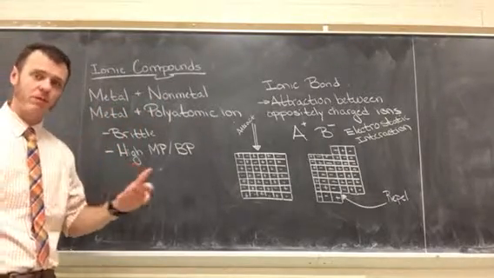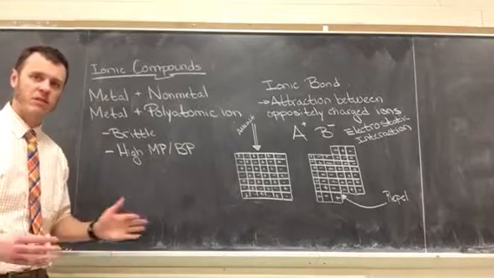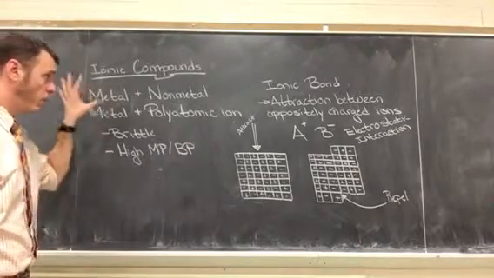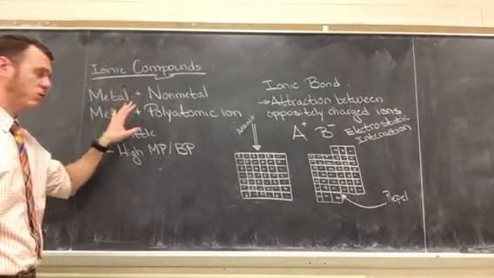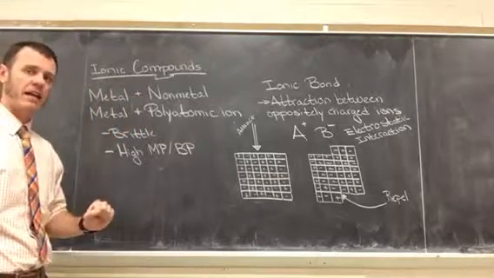There's going to be one exception to this, and there's always one exception in chemistry. That's the only constant. So this is important. This is our hard and fast rule. If it's got a metal, it's going to be an ionic compound.